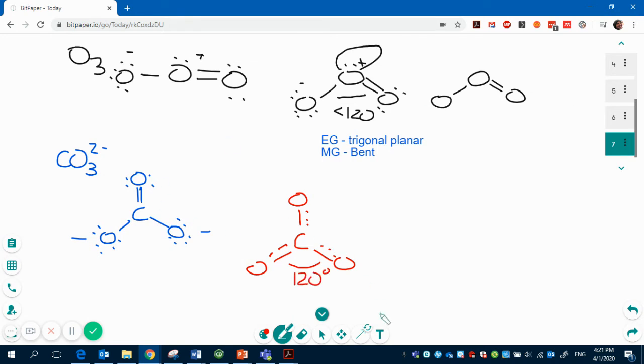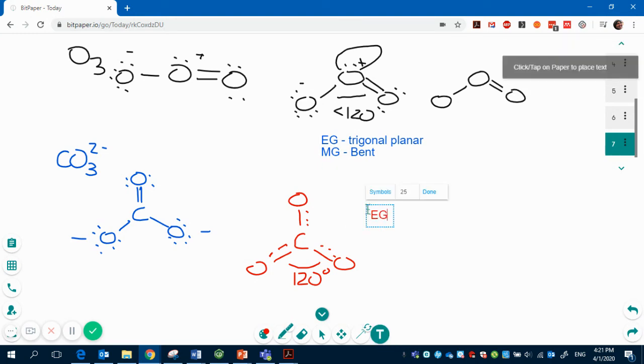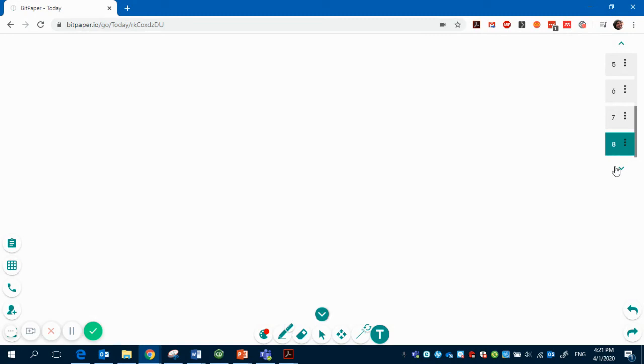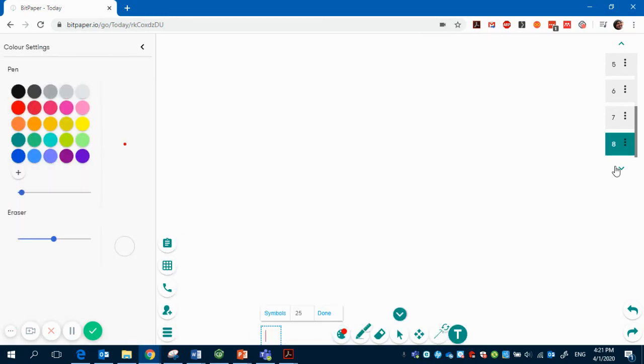The electron geometry and the molecular geometry are going to be trigonal planar. So the last one in this bunch is formaldehyde.